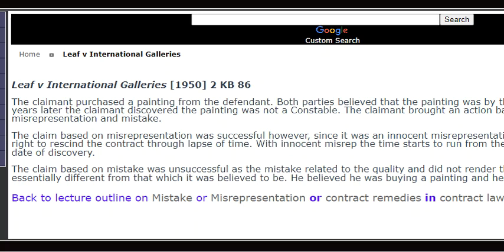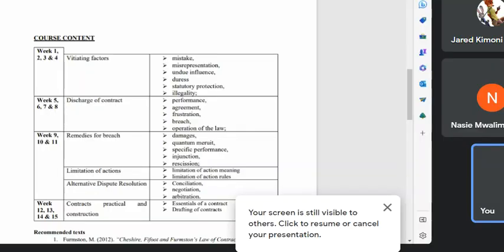I believe the case of Leaf v International Galleries of 1950 will also answer the area that you are asking on innocent misrepresentation for a case law. So I believe the case will kill two birds with one stone. So please continue. Anyone with a suggestion, question? So I believe all is set and clear at that point.